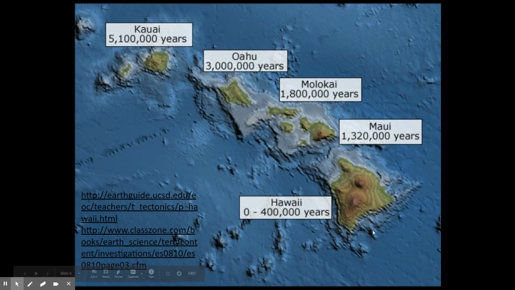And you can actually see it's starting to form and build up right here off the southeast coast. That is called Loihi, and that's going to be the next island, technically, of the Hawaiian island chain. So that's forming right here. It's actively volcanic right there as this moves over top of that hotspot.